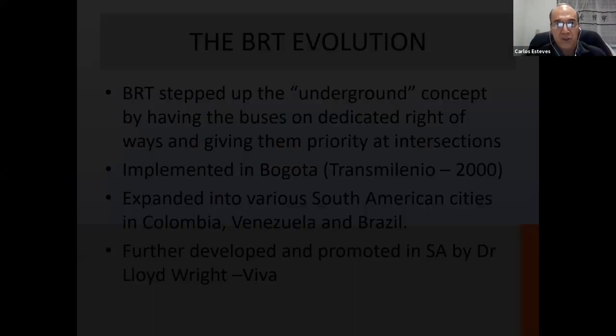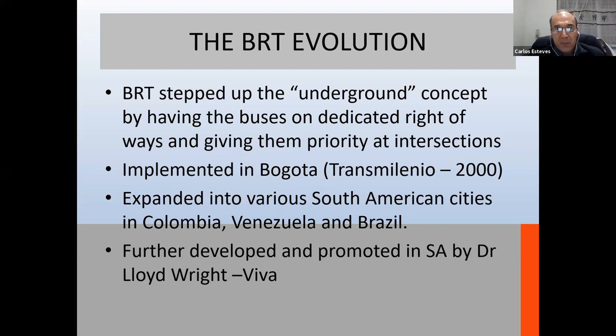Then from Curitiba, we found the BRT evolution, as it were. The BRT basically stepped into this underground, above ground concept and tried to extend the underground concept a bit further by creating dedicated rights of way and giving them greater priority on the surface. There were some small BRTs implemented across the world, but the one that really brought everything to fruition, or brought it onto the world stage, was the one in Bogota. In fact, at one stage, there was kind of transport tourism. So many countries, so many cities sent delegations to Bogota in Colombia to go and see their Transmilenio, which was initiated in the year 2000.